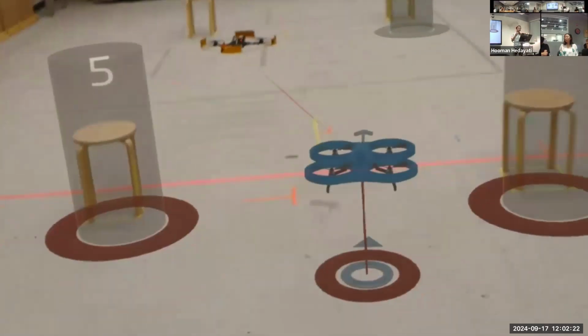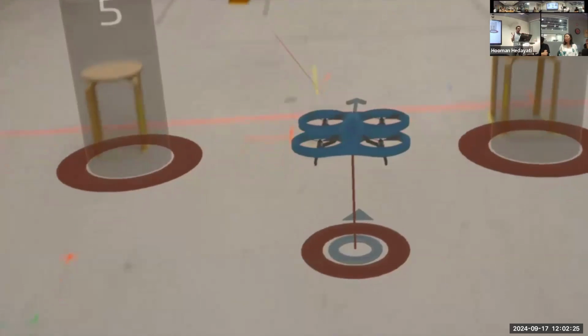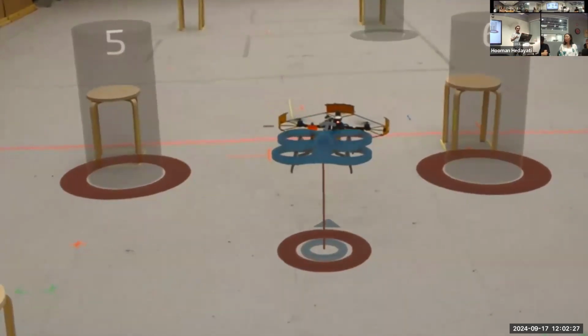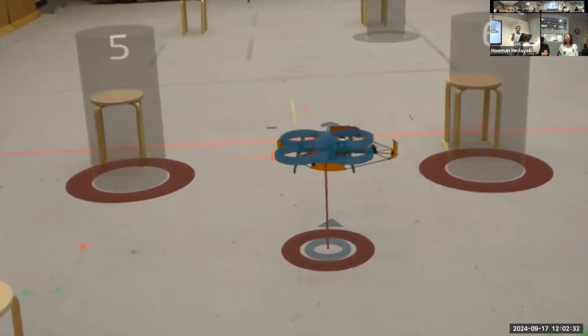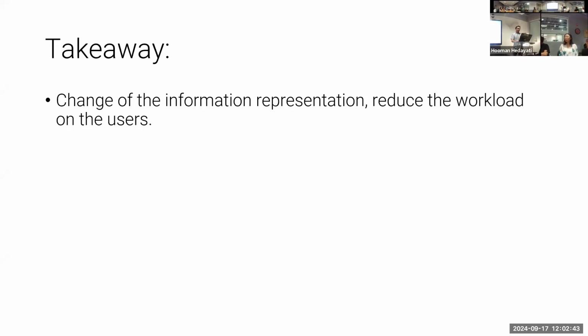Sometimes it is challenging to teleoperate a robot because you don't know what, for example, this button does, and in a risky situation, you don't want to crash into someone, or you don't want to break the robot. So with the change of the information representation, we can reduce the workload of the people and make the interaction much safer.